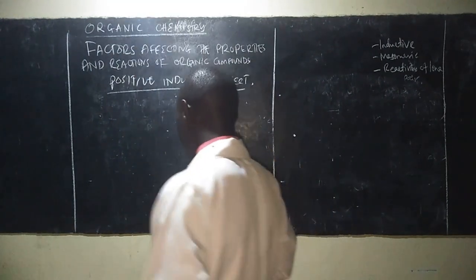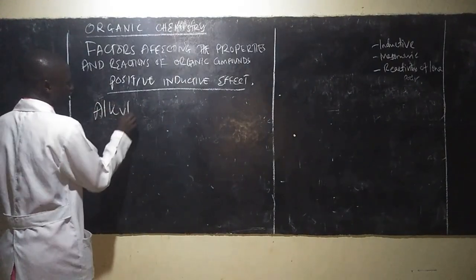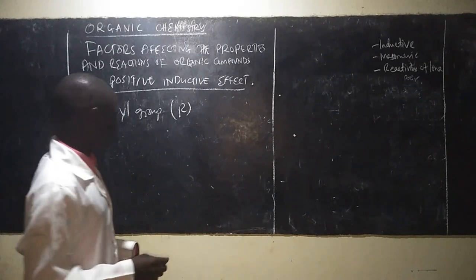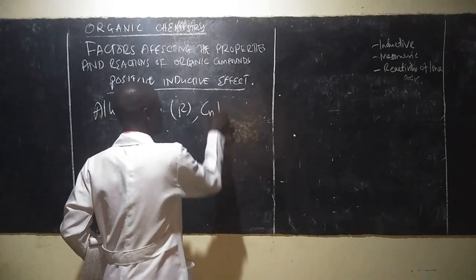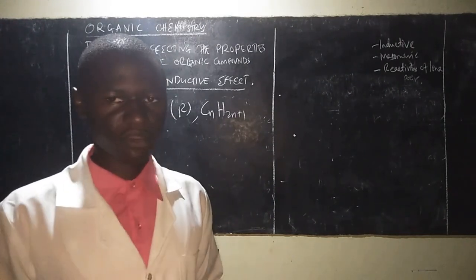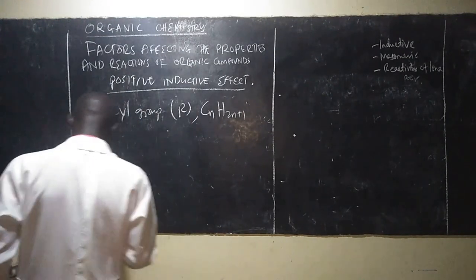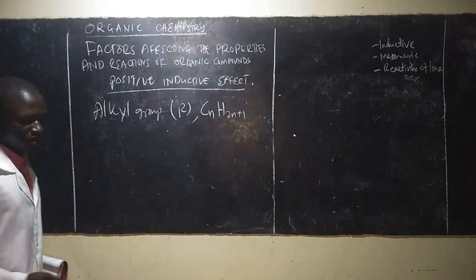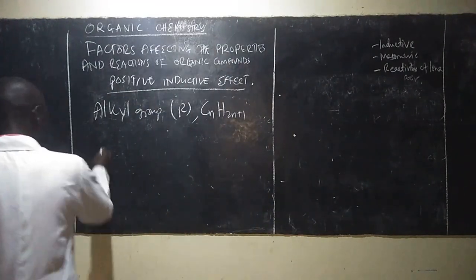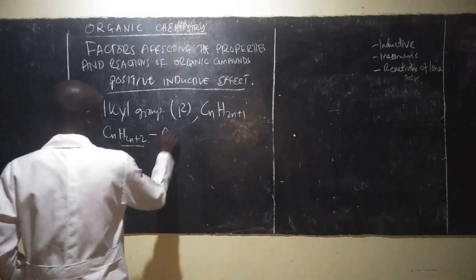If you understood well your O-level organic chemistry, the alkyl group is normally represented by R. The general formula of the alkyl group is CnH2n+1. I know most of you, if you understood your O-level organic chemistry, will find it very easy to understand this concept of the alkyl group. An alkyl group is just like a derivative of alkane, but it is deprived of one hydrogen. In alkanes, we know the general formula is CnH2n+2. This is the general formula of alkanes.